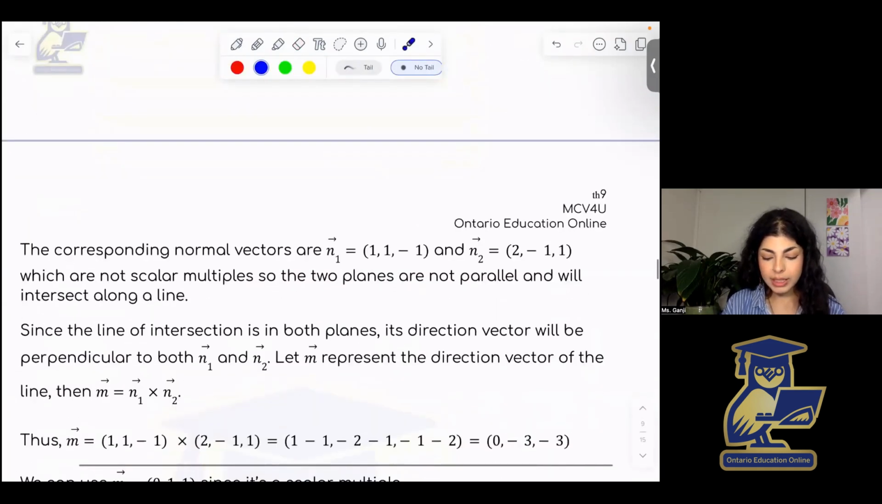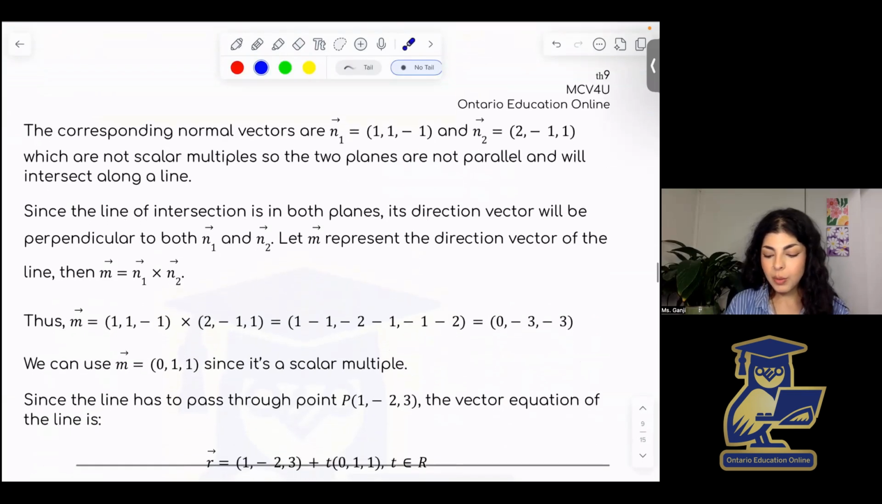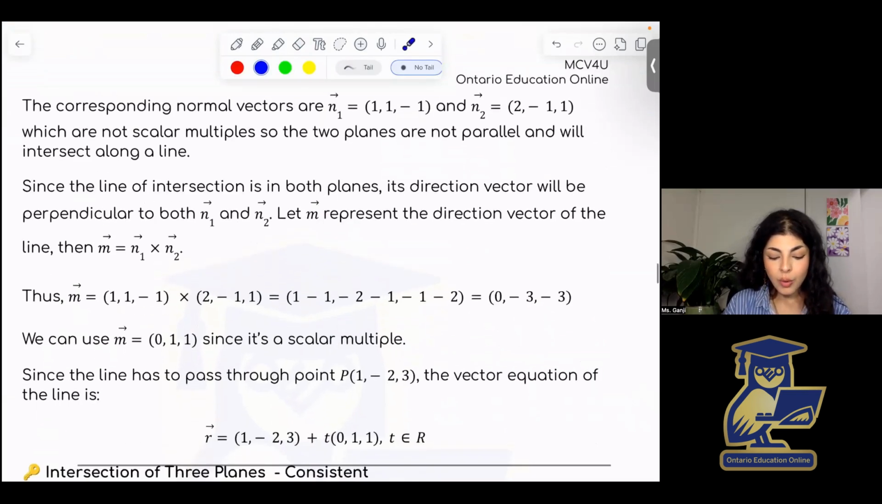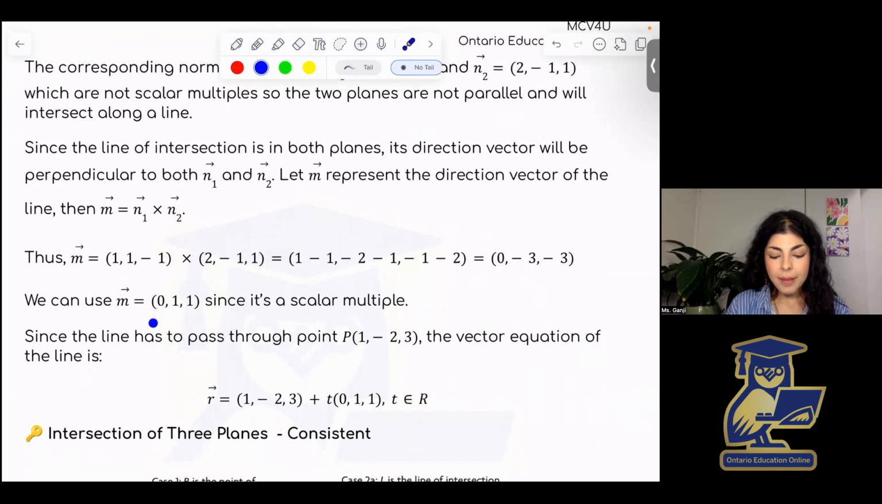So finding the cross product here, we end up with 0, negative 3, negative 3. And really, this being parallel to the line that intersects the two planes, that's what we wanted, the direction vector there. So now this is the direction vector for that line we were trying to find. Knowing m is equal to 0, negative 3, negative 3, I just do some algebraic manipulation to find its scalar multiple, which is 0, 1, 1, which is simpler and easier to work with, more friendly.